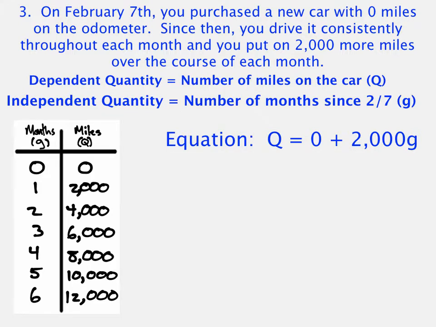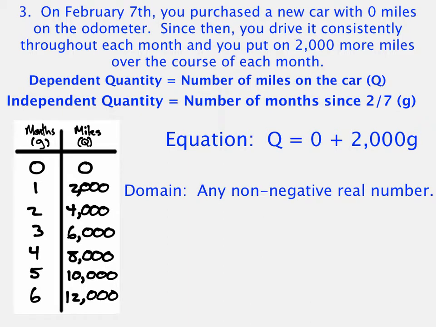Our domain in this case, all of our possible inputs, all of the possibilities for how many months it's been, is no longer going to be 0, 1, 2, 3. It's just going to be any non-negative number. So what I like to do in this case is actually use an inequality to write that. And we're going to write G is greater than or equal to 0. This means the number of months can be any number, a fractional amount of months, a decimal amount of months, as long as it's a non-negative number.